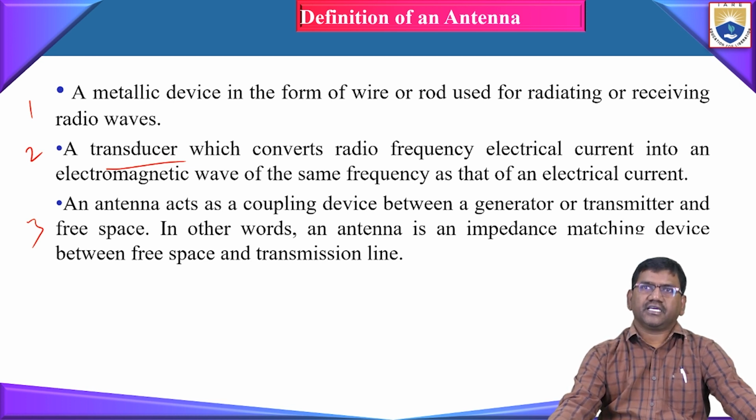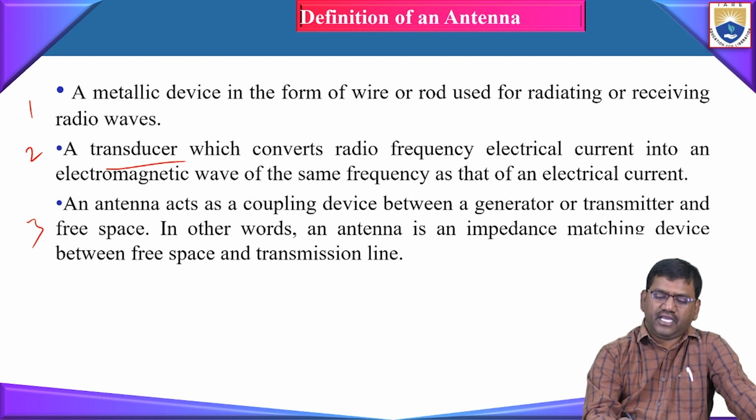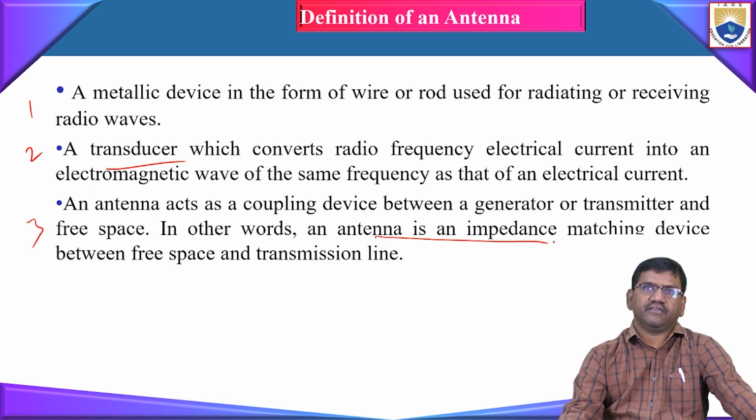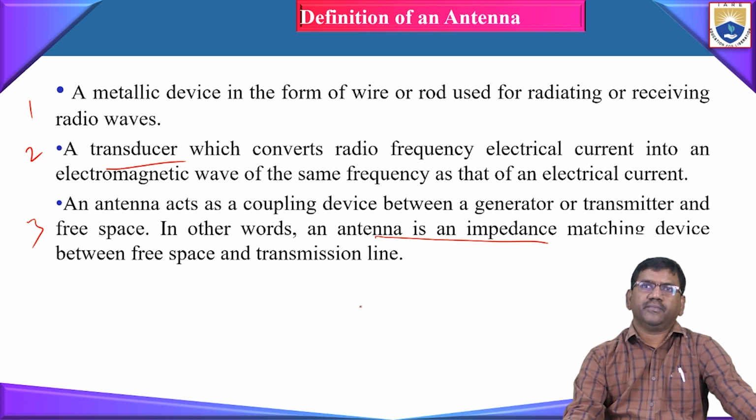An antenna acts like a coupling device between a generator or transmitter and free space. In other words, an antenna is an impedance matching device between the free space and the transmission line. So here we can also call an antenna an impedance matching device. Why? Because the impedance of the free space differs from the impedance of the wire.